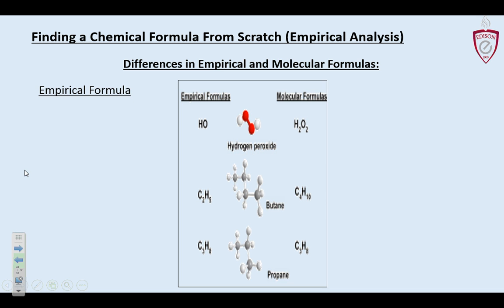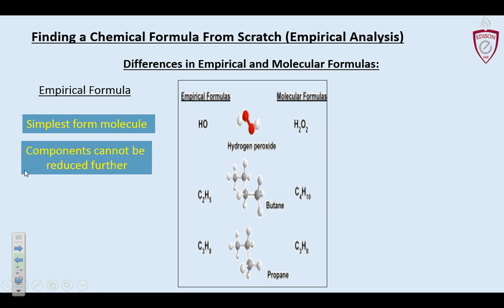Empirical formula. We do need to know what the empirical formula is. It's the simplest form of the molecule. If we look at our little pictogram here in the middle, HO is the simplest form of H2O2. Reduced down, so it cannot be reduced any farther. There's going to be a 1 or an odd number in there as far as the subscript goes. It goes back to fractions and ratios. The ratio of hydrogen to oxygen is 1 to 1 in the simplest ratio it can be. If you had H2O2, it's still a 1 to 1 ratio, but the molecule is bigger. So that's the distinction between empirical and molecular formulas.